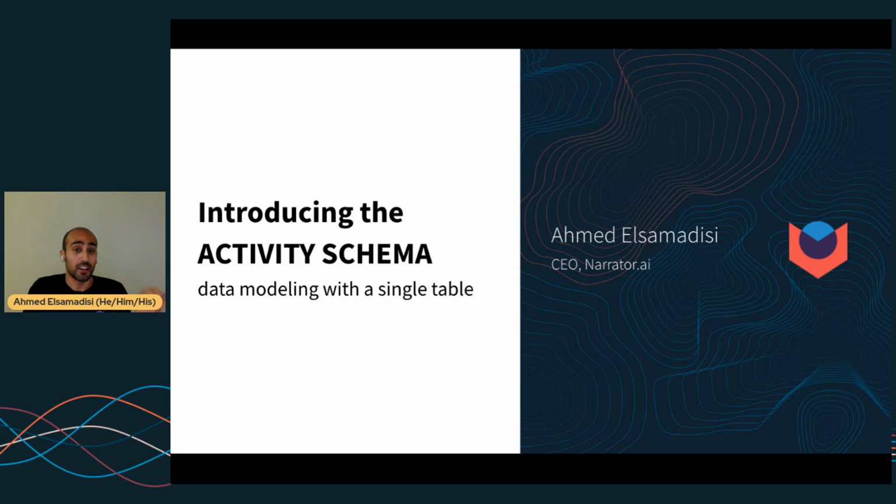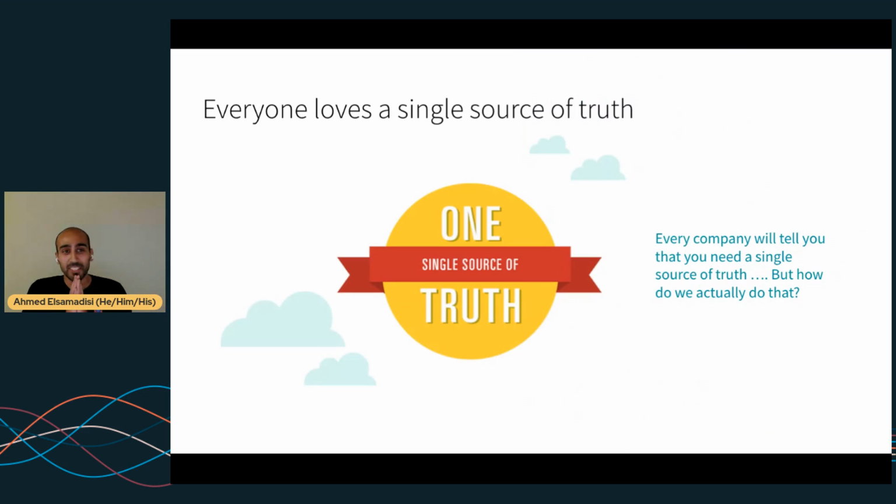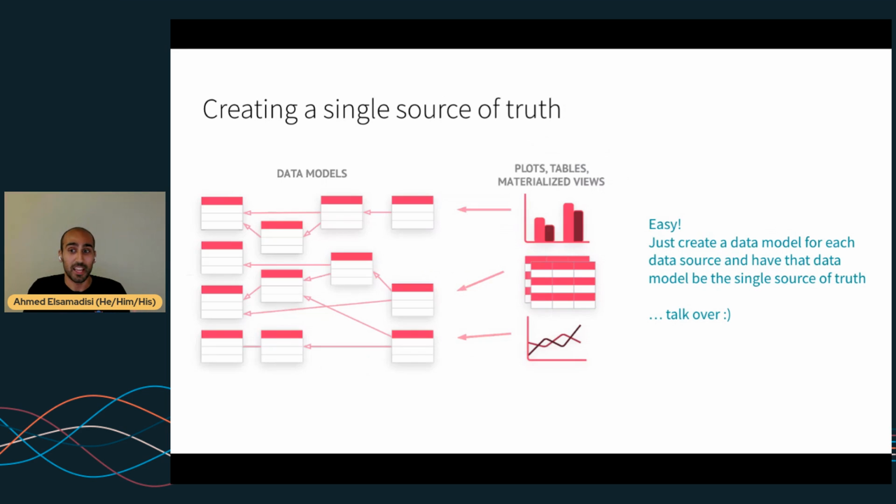So let's get started. The activity schema really started with this idea of a single source of truth, because every company has gotten in a circle and said, let's build a single source of truth. This has happened many times, and we all love it. And building a single source of truth is actually easy, right? Just make sure that every single piece of data is in one data model and not duplicated across all the data models. Put your BI and visualization tools on top of those single source of truth data models, and you're done. If this approach ever worked, my talk would be done now.